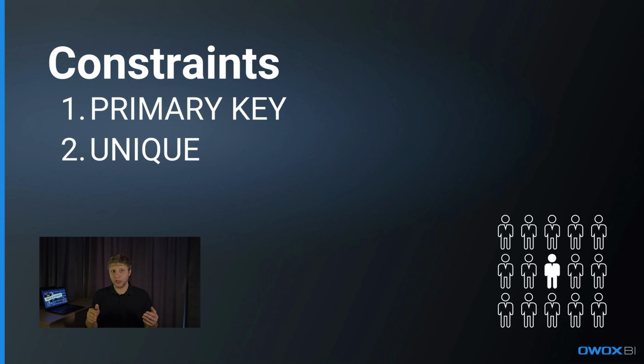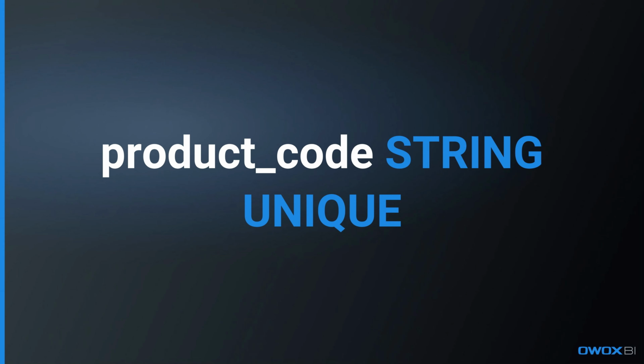2. Unique. The unique constraint is similar to a primary key, but allows for one null value. This constraint ensures that all values in a column are different from each other. If you have another field that you want to keep unique, perhaps a product code that might not be your primary key but still needs uniqueness, you can use the constraint product code string unique.